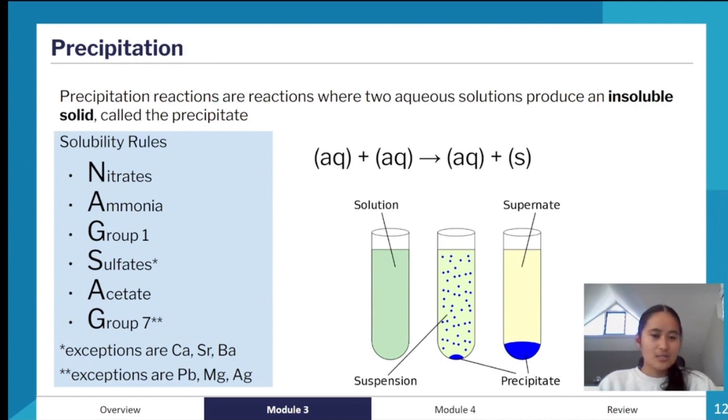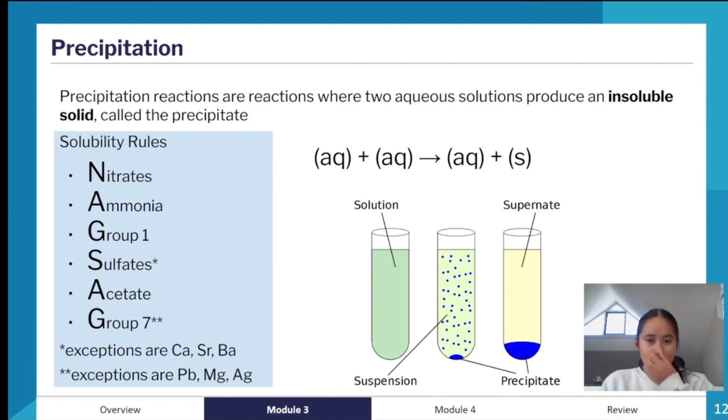So if sulfate is with calcium, strontium, or barium, it becomes insoluble. And if group 7 ions are with lead, magnesium, or silver, it also becomes insoluble. So yeah, it's something that you'll have to remember. Know your exceptions. So for sulfates, how my teacher explained it to us was the exceptions for sulfates are Castro-Bear, so Ca for calcium, Str for strontium, and Bear for barium. And then for group 7, the exceptions were PMS, so P for lead, Pb, and for magnesium, Mg, and S is for silver, which is Ag.